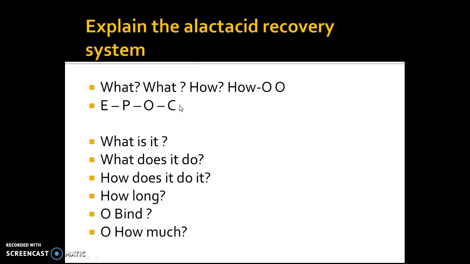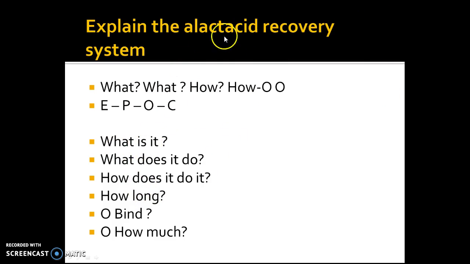From there then, these are your triggers. You're basically saying what, how, oh. Now I think that is the way you should be looking to do it. So basically you've got 2 whats, 2 hows, and 2 O's. The 2 O's are to do with oxygen, okay? And then you could have a third O as well if you wanted to. So what does that stand for? Firstly, obviously, EPOC needs to be in your answer: excess post-exercise oxygen consumption. That is what happens at the end. That's what returns your heart rate to its resting state.